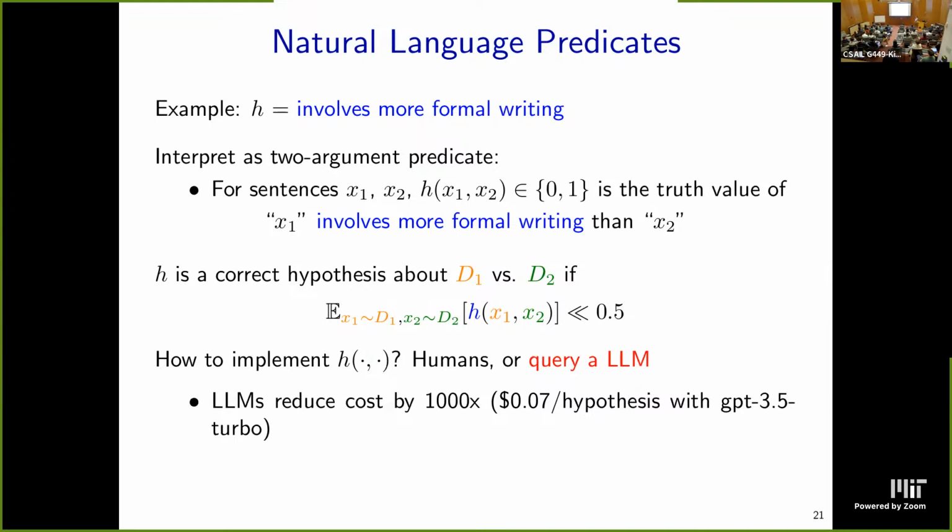And then how to implement H? Well, I said you could do it with humans, but humans are expensive. LLMs are about 1,000 times cheaper than humans. So we're going to query an LLM and just ask it, is this true? If you take enough samples to get good statistical power, you end up spending about 7 cents per hypothesis if you use GPT-3.5 Turbo. So not nothing, but you can do a lot of hypotheses at 7 cents per hypothesis.